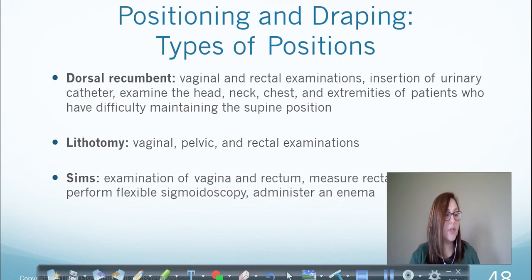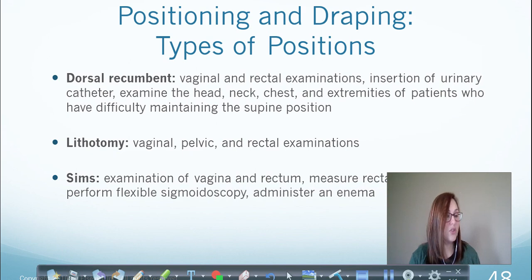The dorsal recumbent position. This position is used for a lot of vaginal and rectal exams. If a patient's going to have a urinary catheter inserted, maybe those patients who have trouble maintaining that supine position. This example is on page 424 in your book, but the patient's on their back with their lower extremities flexed and rotated outward. It's important to drape that patient, of course.